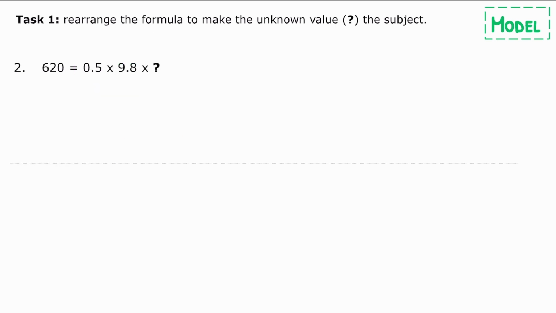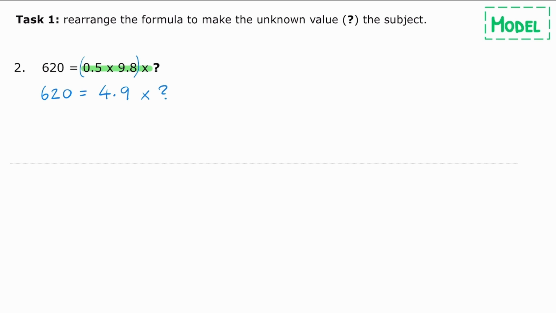Question 2. This time, the unknown value is being multiplied by 9.8 and 0.5. So before we rearrange, it's good practice to simplify the equation first. Simplifying reduces the number of terms in the equation, making it look less overwhelming and easier to work with when rearranging. To simplify, ask yourself, is there a calculation that could be done first? In this case, yes there is. We can multiply 9.8 by 0.5. And now our equation becomes 620 equals 4.9 times by question mark. That's a lot easier. Looks a lot less complicated.